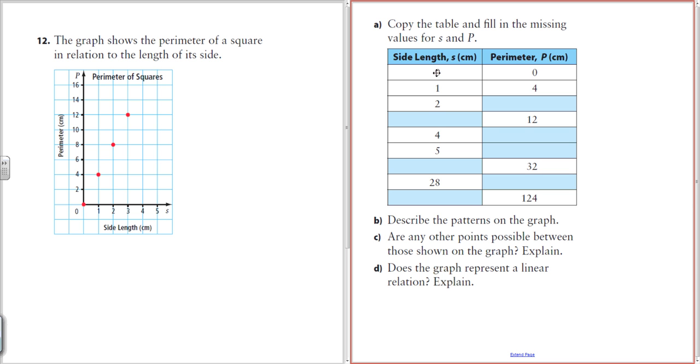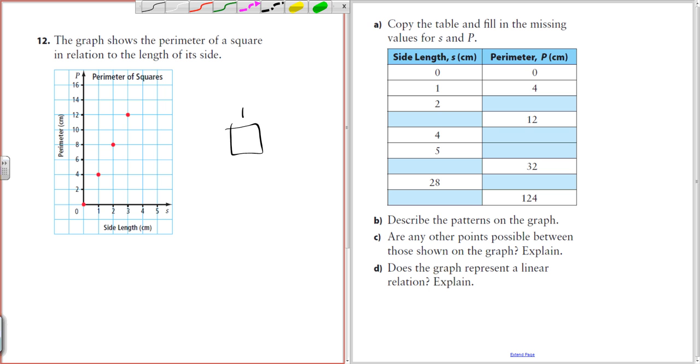So if the side length of a square is 0, well, guess what? The perimeter is 0 as well. If the side length of a square is 1, let's just go draw that real quick. Here's my beautiful square. Side length is 1. Then the perimeter, the distance around from here, here, here, and here around the square is going to be 4, because 1 centimeter, 2 centimeters, 3 centimeters, 4. The perimeter is the distance around a shape.